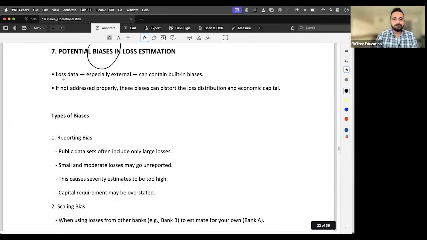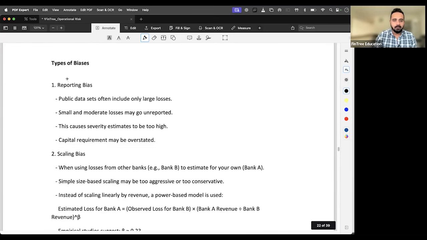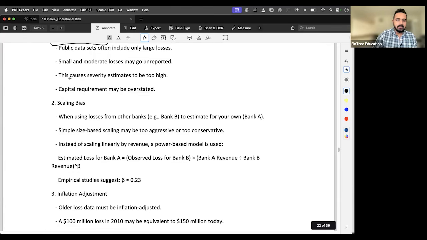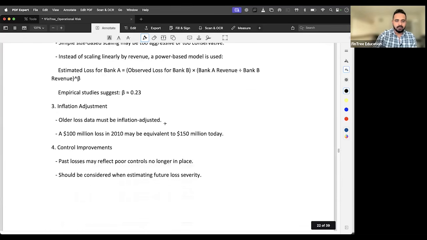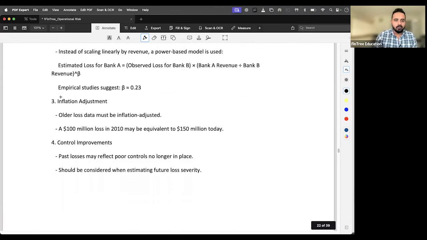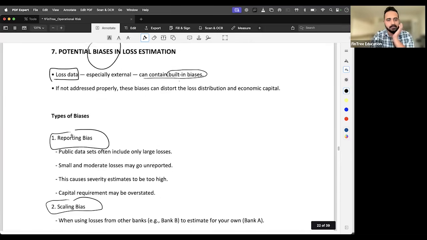Number one, loss data has inbuilt biases. What are the types of biases we're looking at? Number one, reporting bias. Number two, scaling bias. Okay, we have to do some calculation here, testable. Then we have to do some inflation adjustments, and then we have to do some control improvements over a period of time. Let's look at an example.